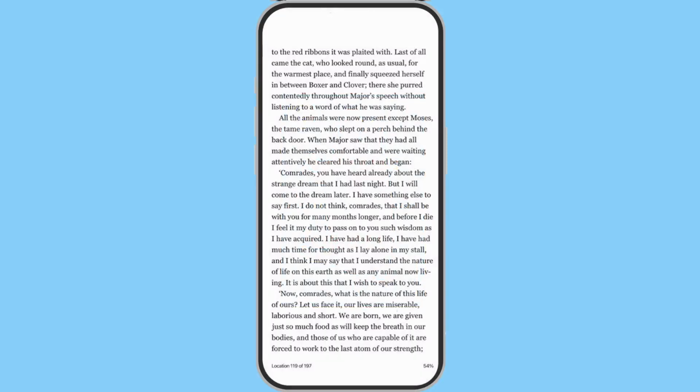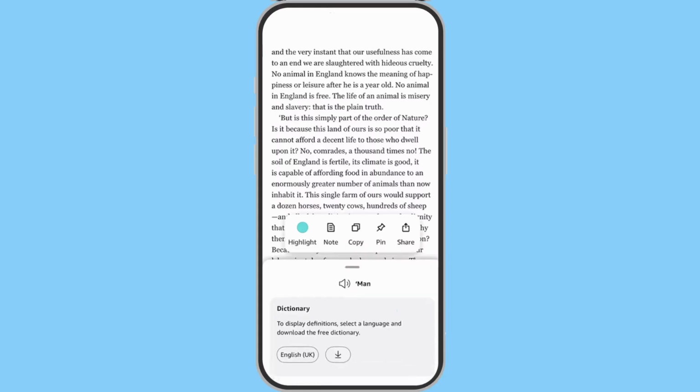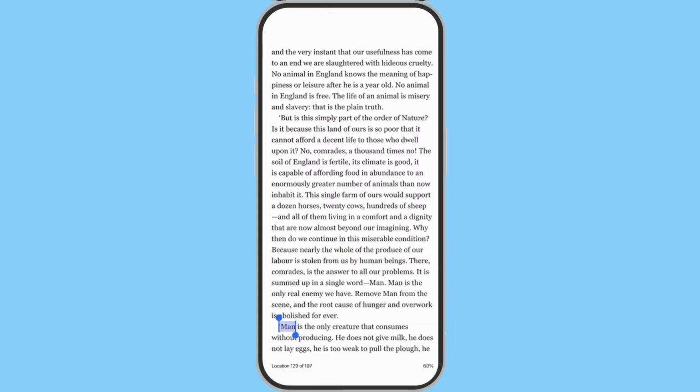Once you're on the right page, press and hold directly on the word or sentence you want to mark. Keep your finger down for a second until you see the text become selected. You'll notice blue handles appear at the beginning and end of the selection. These are your controls for adjusting exactly what gets highlighted.